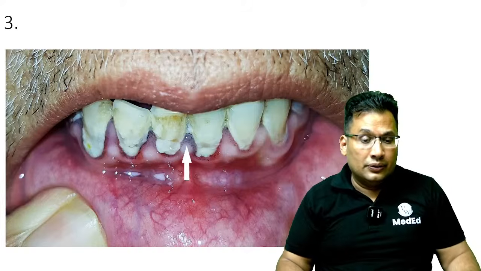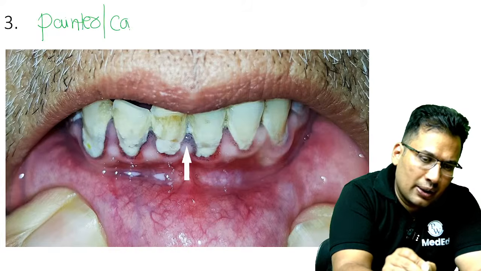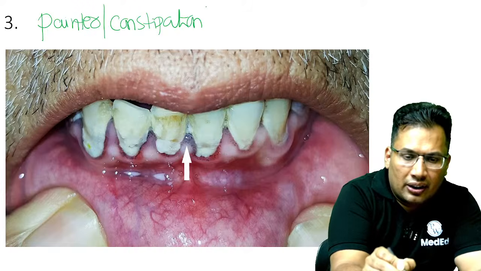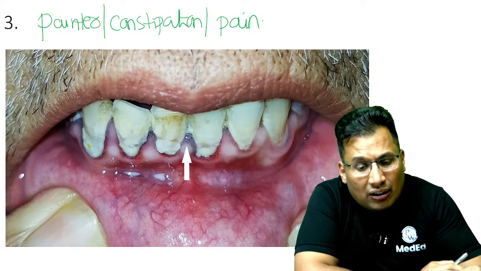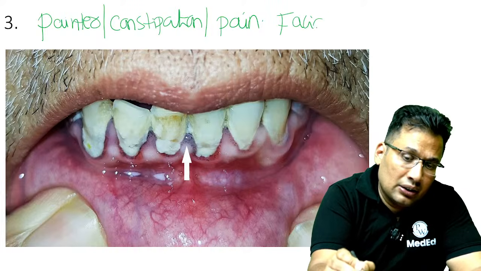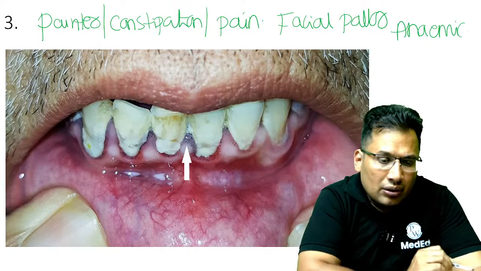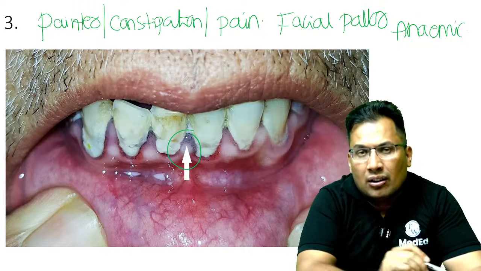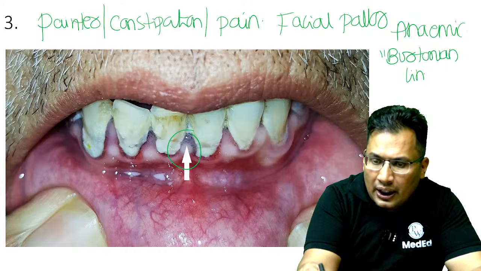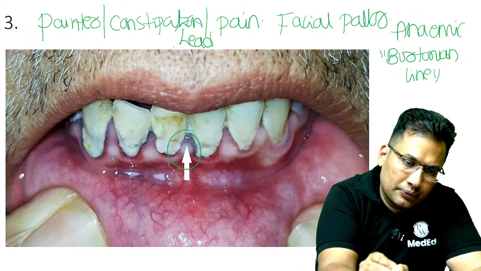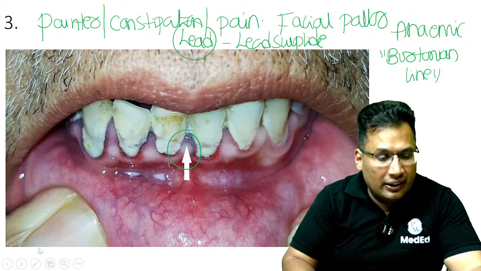Now, a very interesting question. Here is a painter. He came with a history of constipation, pain, and motion problems. He is a painter with facial pallor, anemic. And the finding is the Burtonian line. What is this Burtonian line? The answer is lead poison, because of lead sulfide. It is known as painter colic.